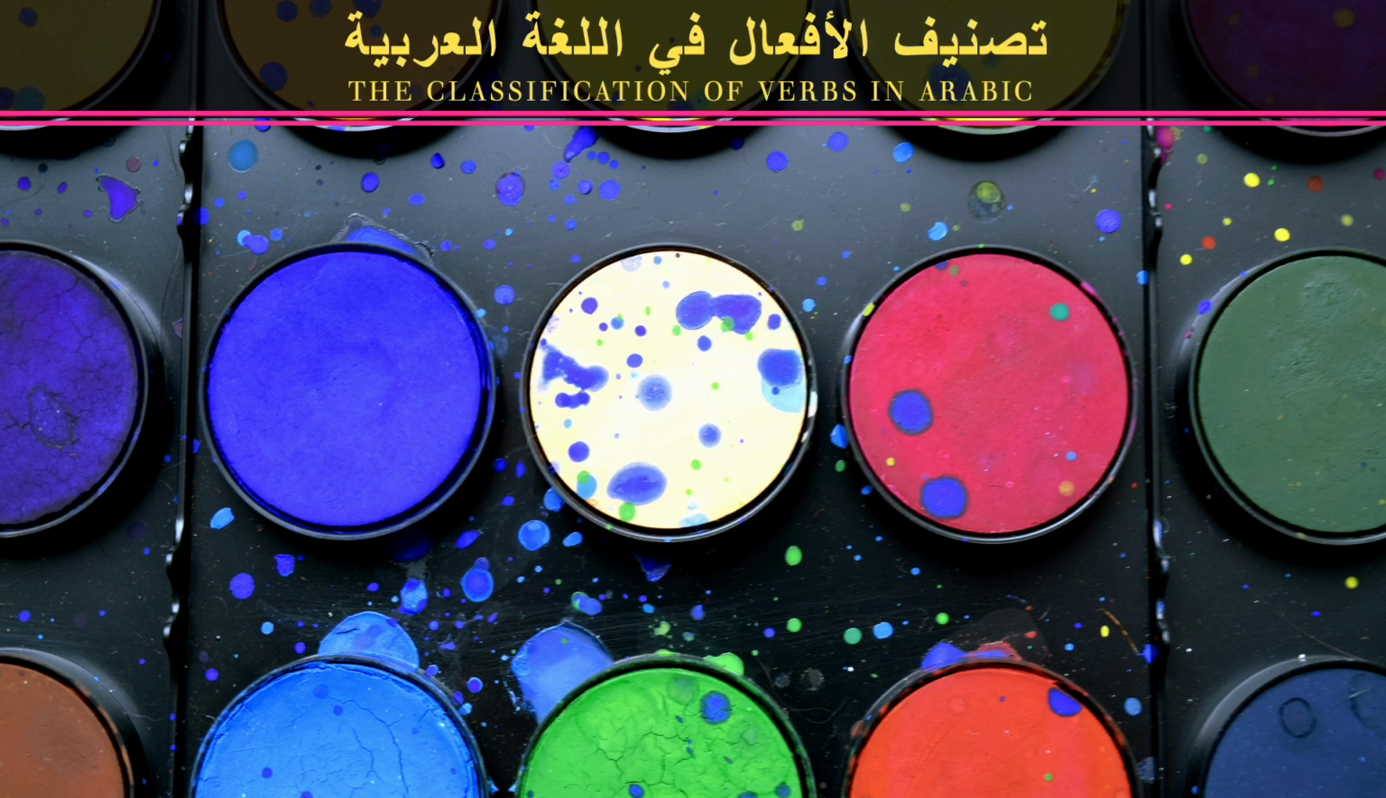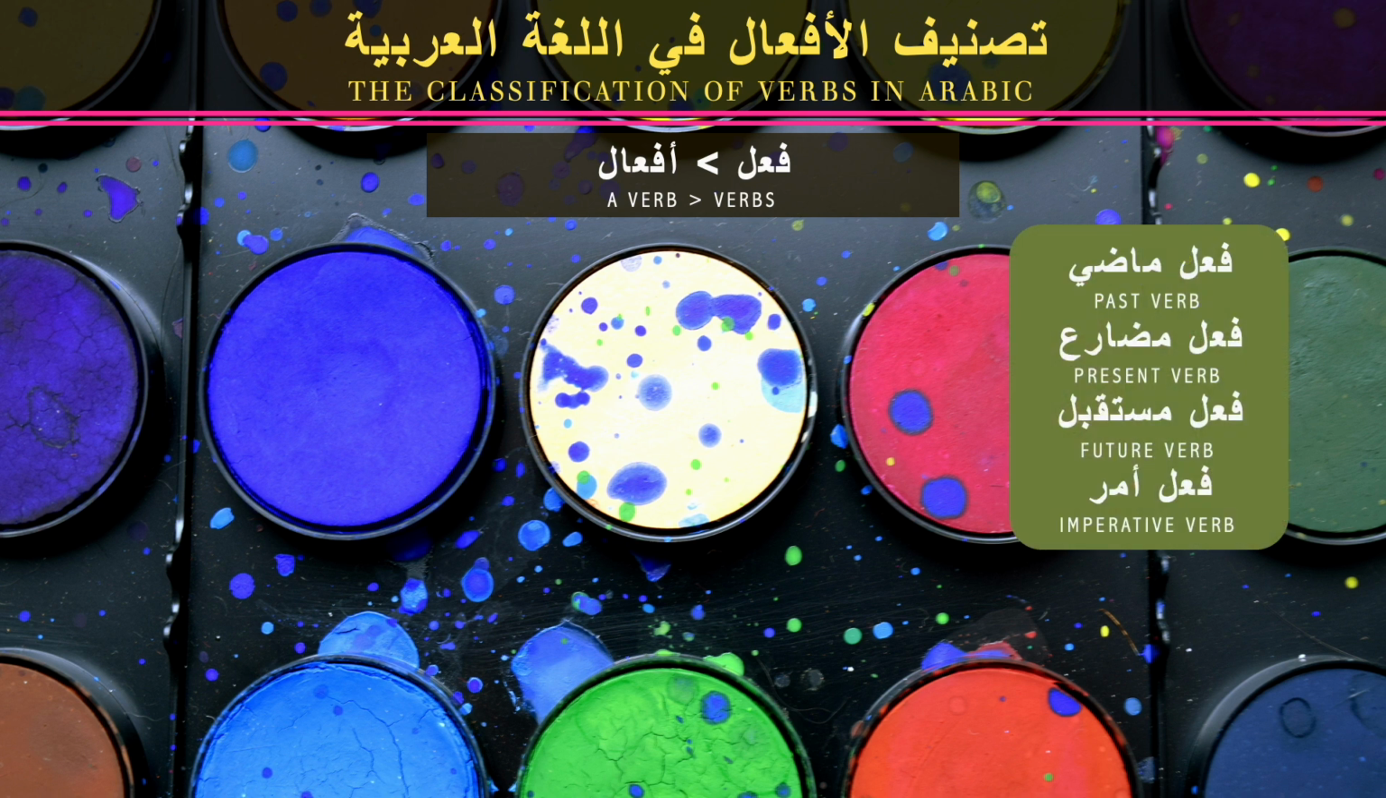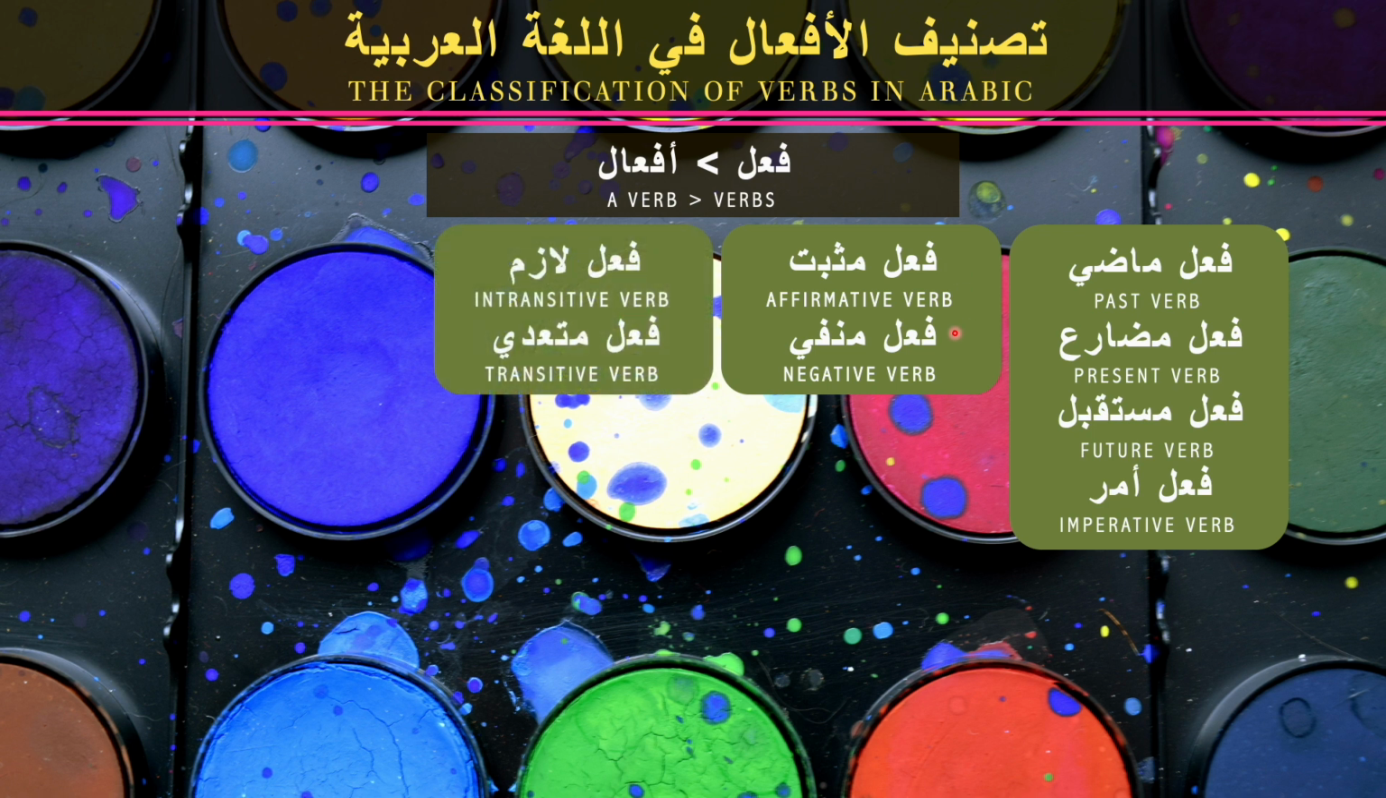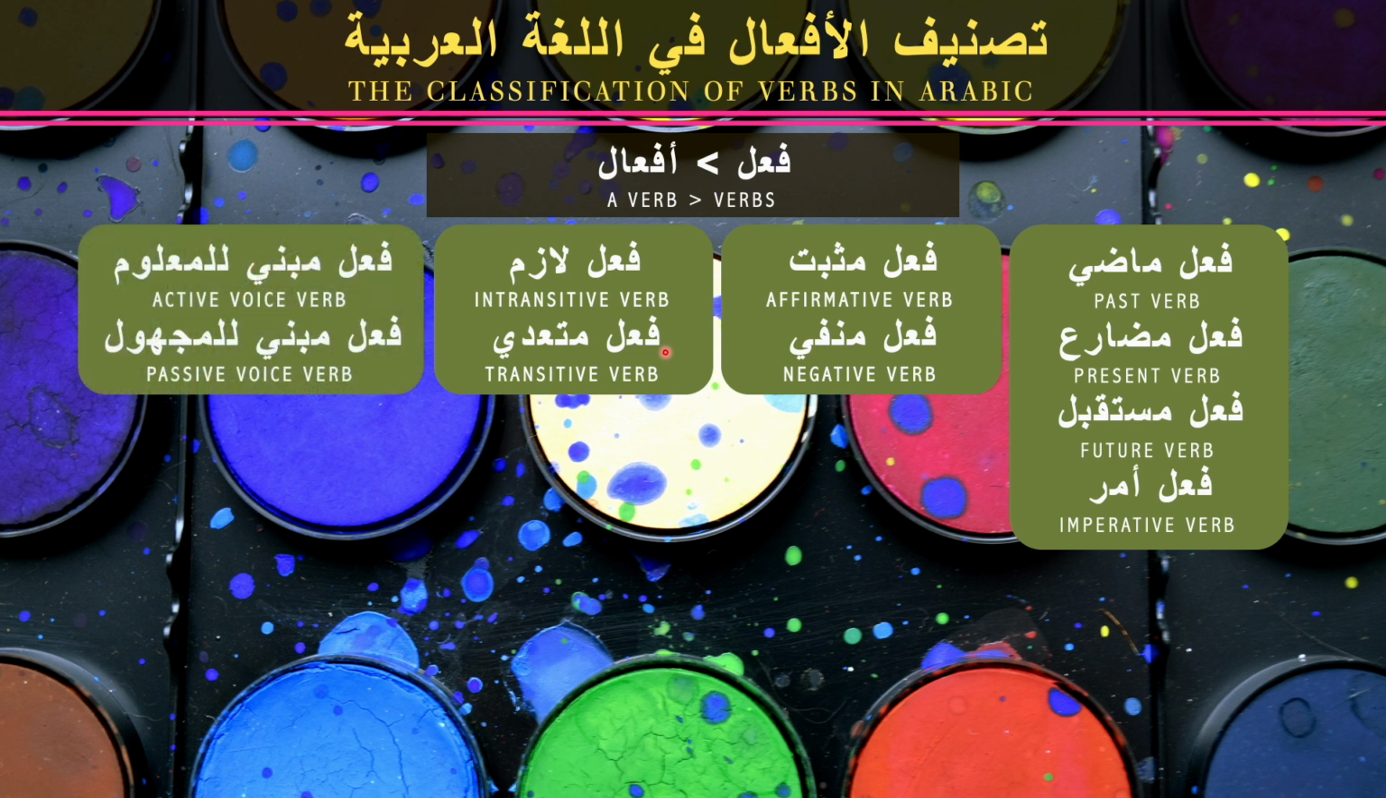When we want to sort the verbs in Arabic, we can classify them based on the timing: فعل ماضي, فعل مضارع, فعل مستقبل, فعل أمر, or on their negative or positive: فعل مثبت, فعل منفي, or on their need to use an object to give a full meaning or not: فعل لازم, that does not need an object to give a full meaning, or if it needs at least an object or more: فعل متعدي. And finally, if it's for active voice or passive voice: فعل مبني للمعلوم, فعل مبني للمجهول.